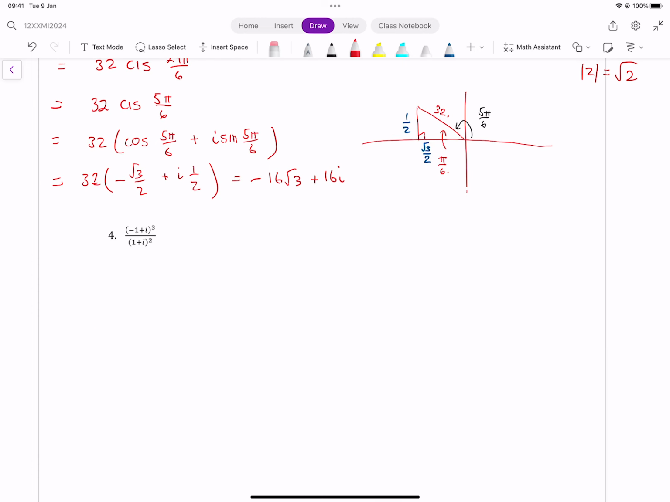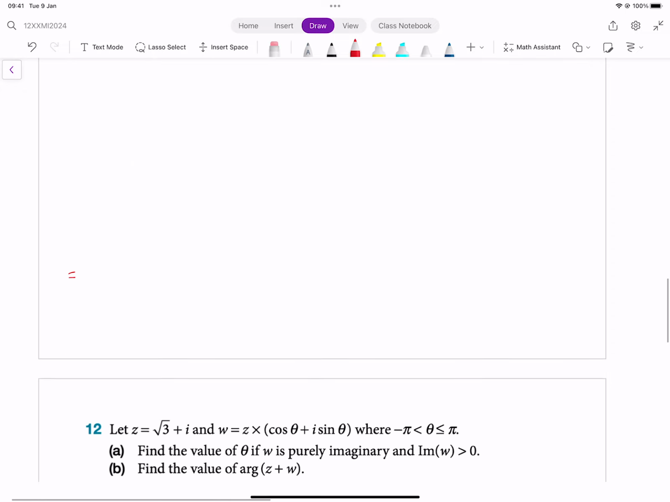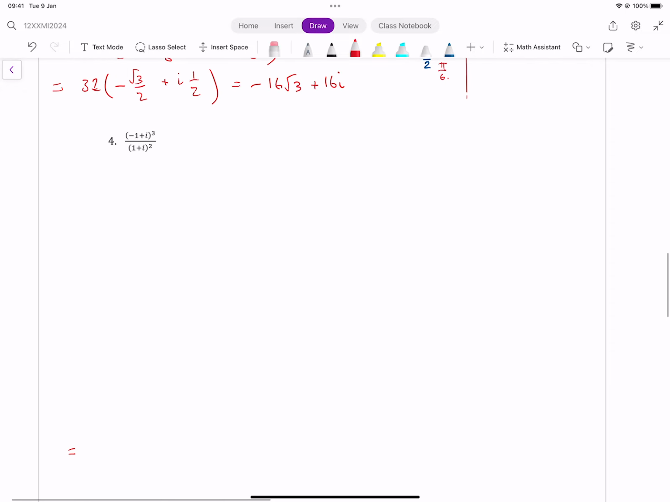Okay. The next one, again, we're going to convert our complex numbers into modulus argument form. Then we're going to apply de Moivre's theorem. And then it looks like we're going to have to apply our division rule in modulus argument form, which is when we divide the moduli and subtract the arguments.